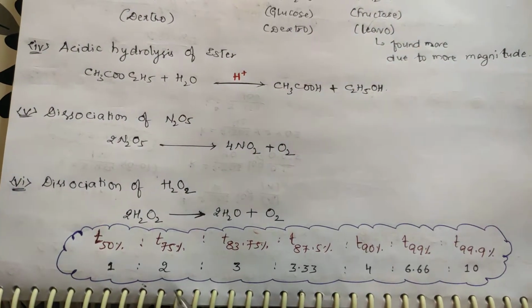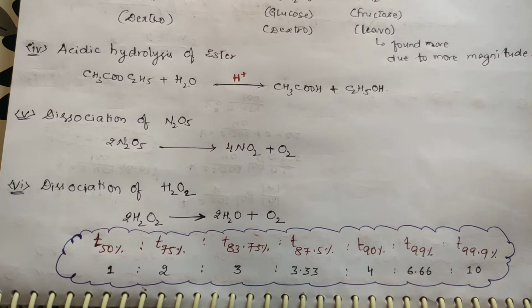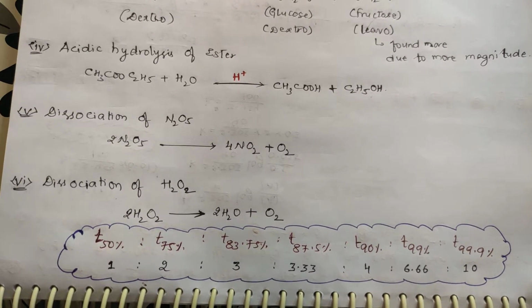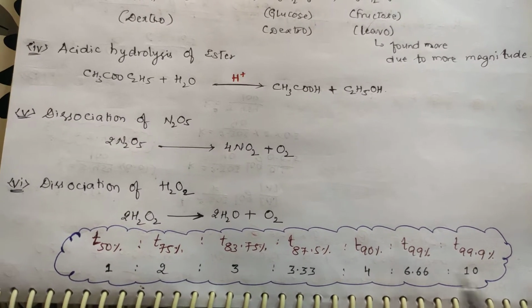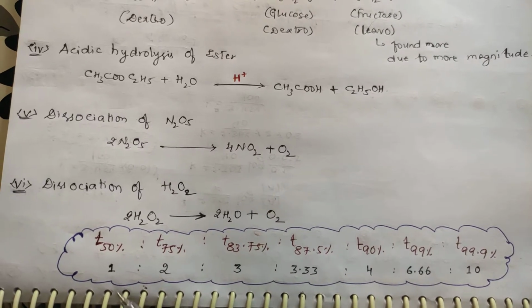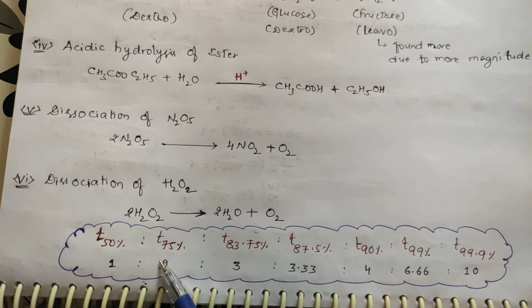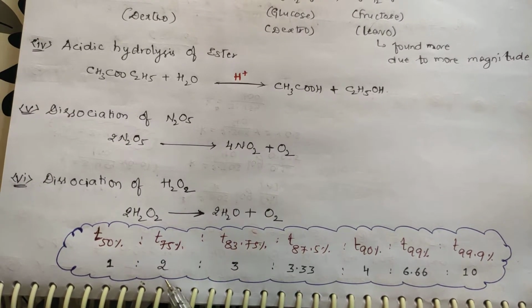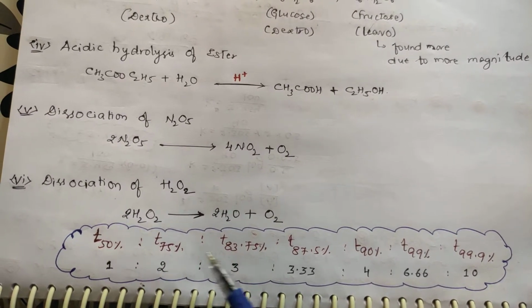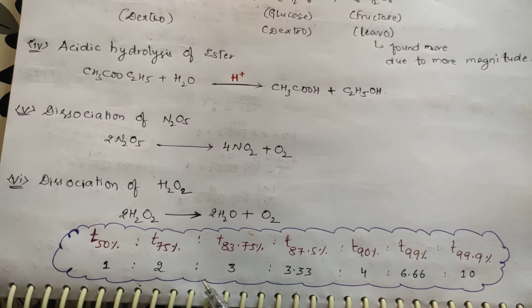See, I have written a small code here. If any question comes directly with respect to T50 and T75 in this area, you can directly remember that T50 is to T75 ratio is 1:2. T75 is to T87.5 is 2:3. T50 to T87.5 will be 1:3.